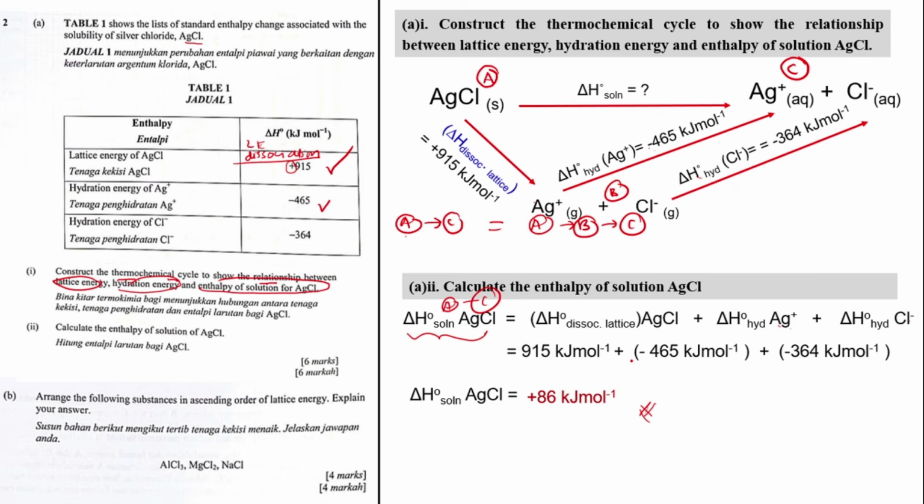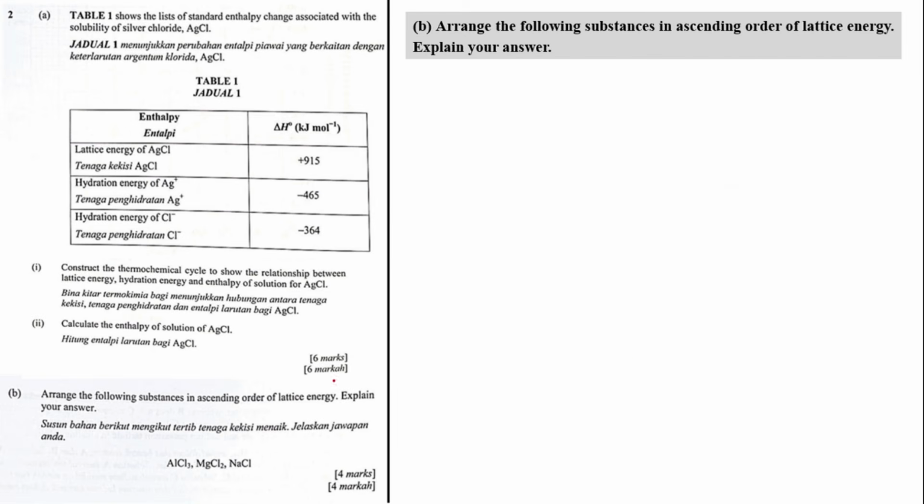Now we're going to focus on the next part, which is B. So we need to arrange the following substance in ascending order of the lattice energy. So ascending order, adalah dalam keadaan meningkat dari rendah lattice energy yang rendah, from the low to high lattice energy. Okay, so between these three we need to arrange that.